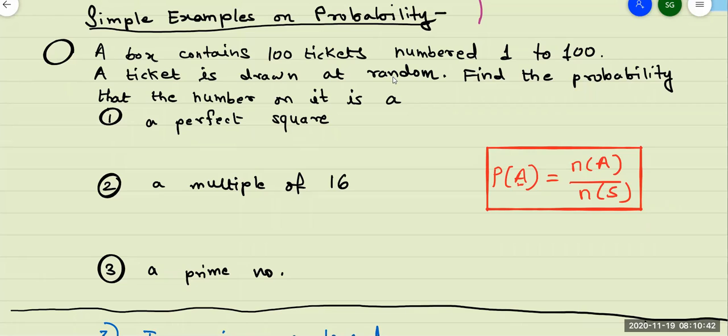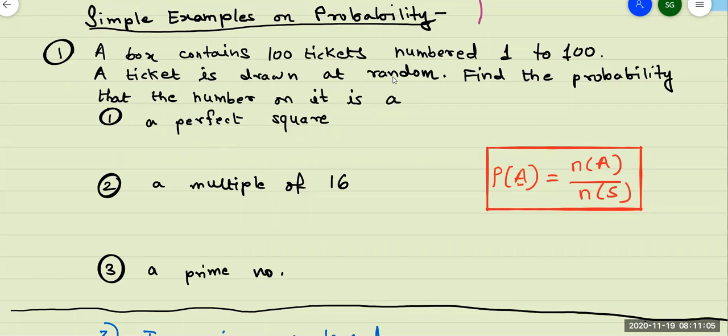Now, under the heading Simple Examples on Probability, the first problem goes like this. A box contains 100 tickets numbered 1 to 100. A ticket is drawn at random. Find the probability that the number on it is a, and now you have 3 different events.